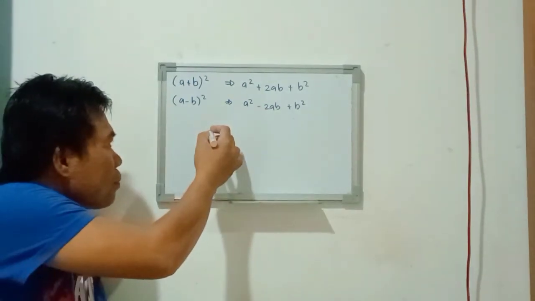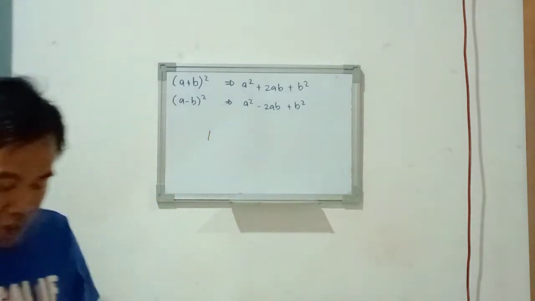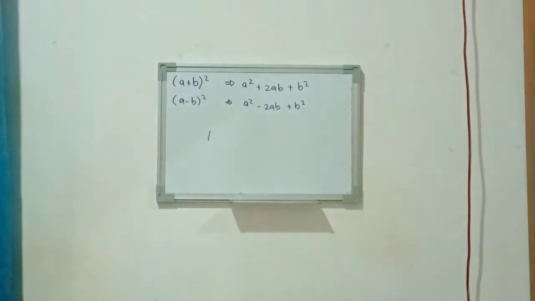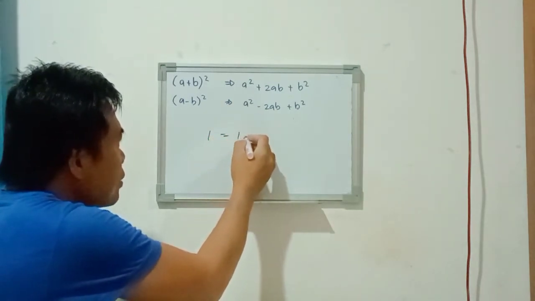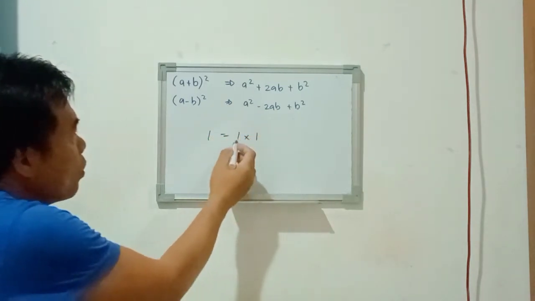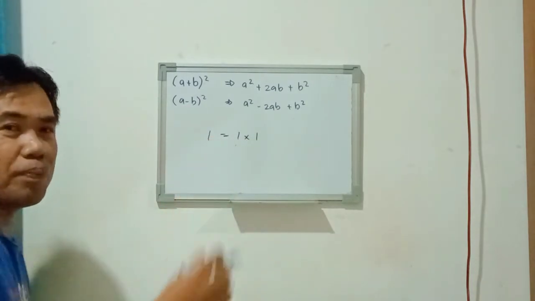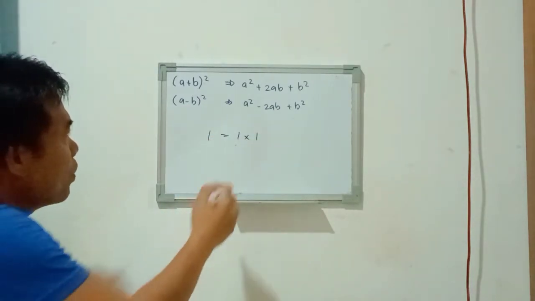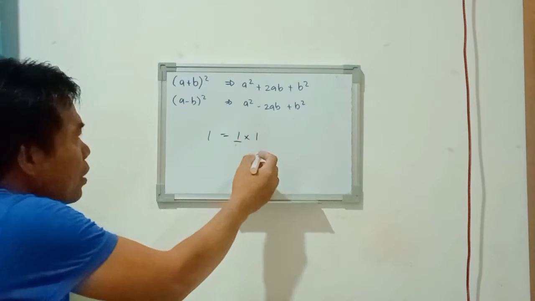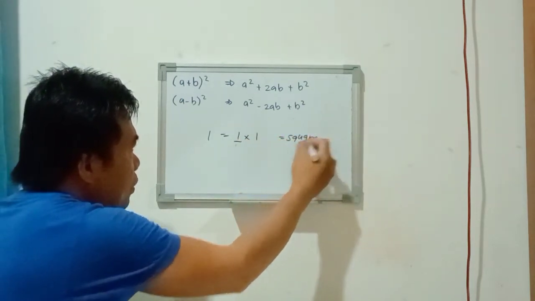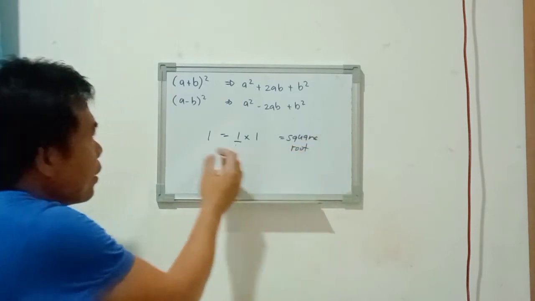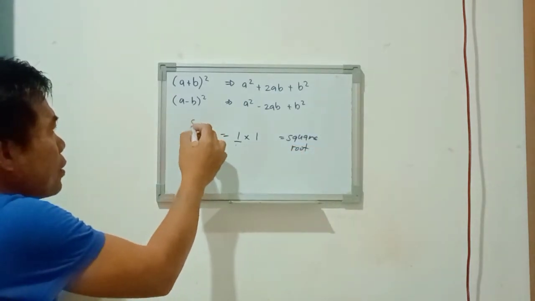1 is a perfect square because 1 can be written as 1 times 1. 1 times 1 is equal to 1. So the 1 here is the square root, and the 1 here is the square.